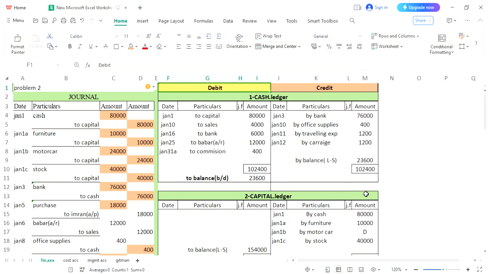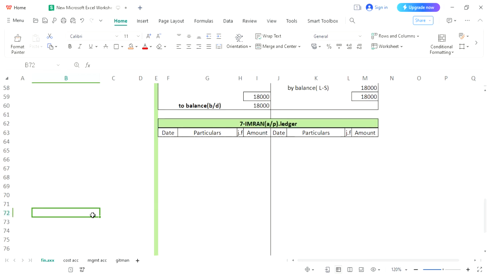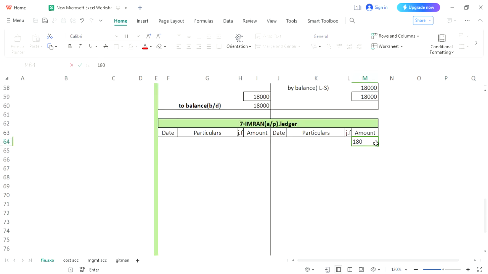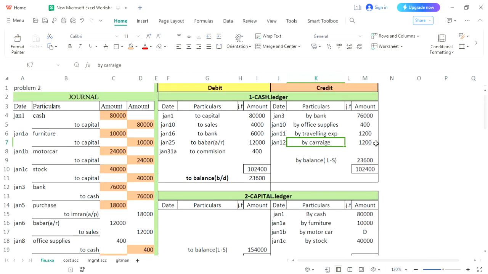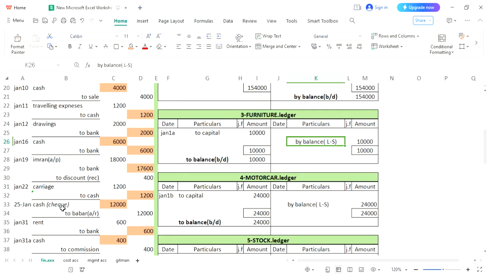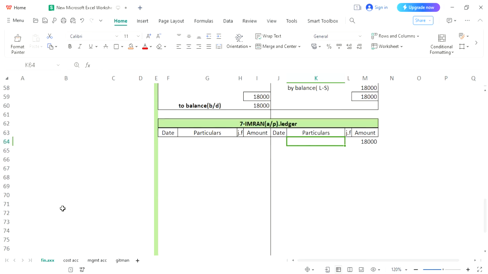Start our search. We are looking for Imran. The first entry has arrived. Imran is credited by 18,000. So we will go to the credit side and will write 18,000 on the credit side. Choose its reference. What was the amount? 18,000. Here we have 18,000. Imran is posted. What is written on the opposite side? Purchase. So the word purchase will be used as reference.